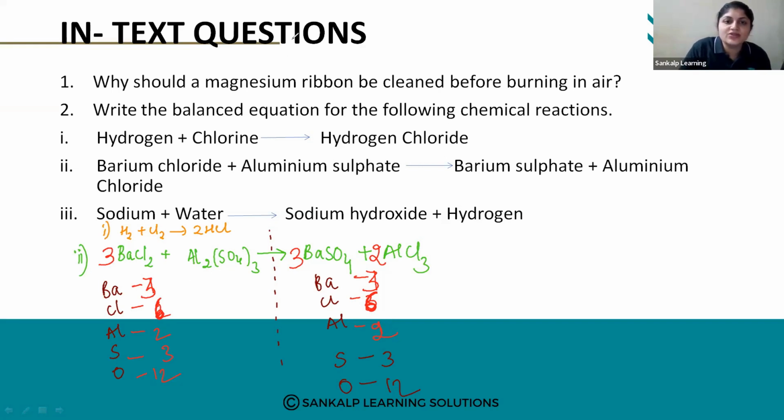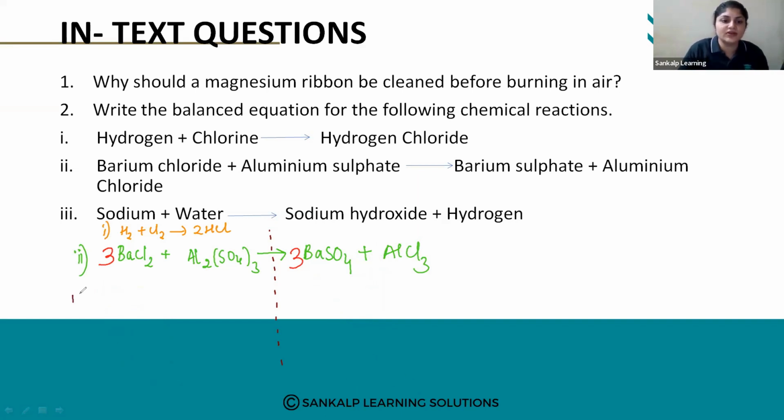So what is the equation? So the equation is 3 BaCl2 plus Al2(SO4)3 gives 3 BaSO4 plus 2 AlCl3. So this is our equation. So we'll go for the next one, third one.